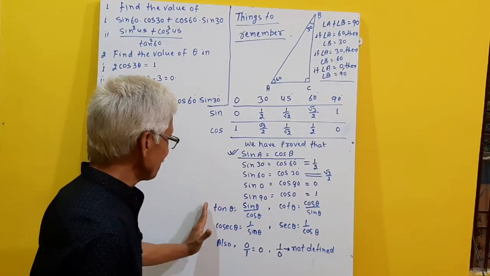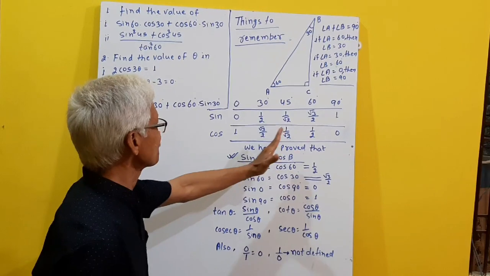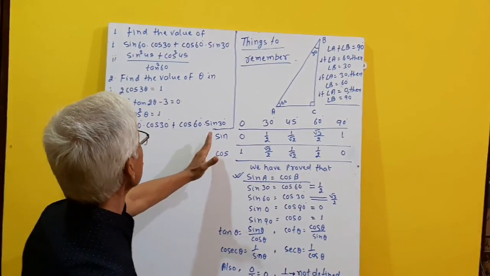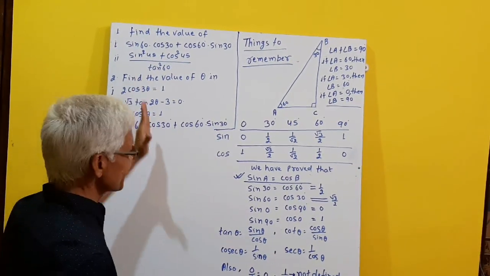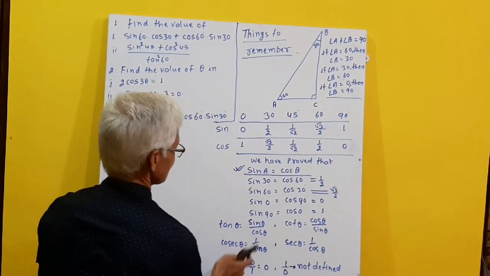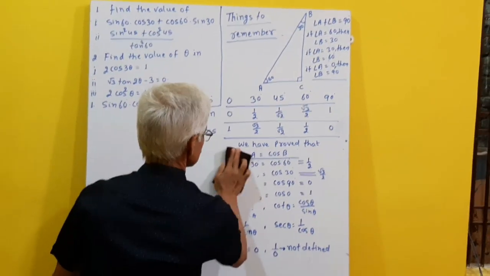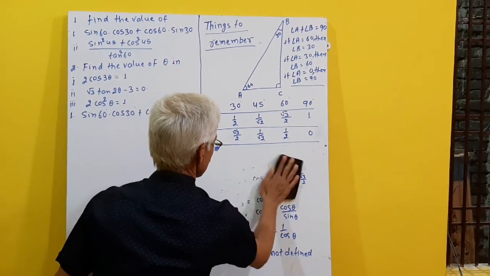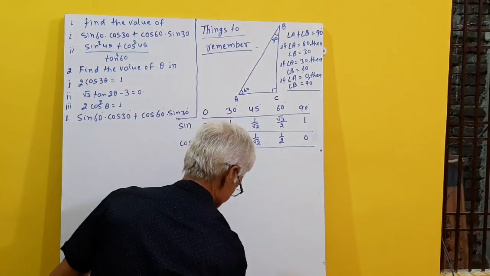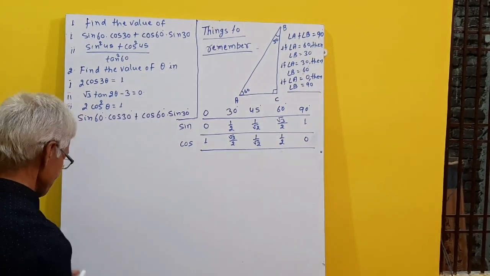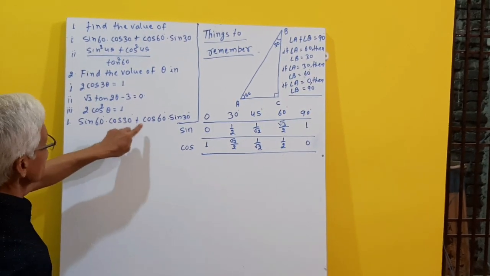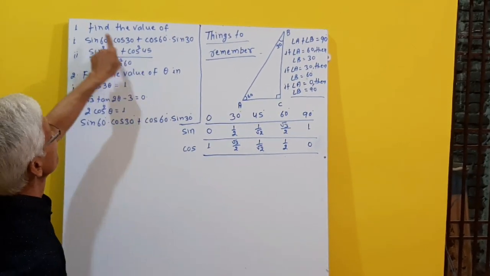On the basis of the values of these trigonometric ratios, I shall try to solve some examples and questions. They have been given here, but first I erase this. Let the first question be: sin 60 cos 30 plus cos 60 sin 30. We have to find the value.